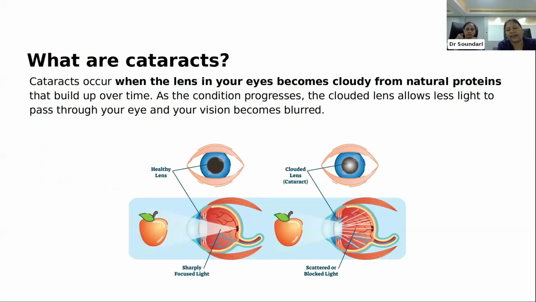So what are cataracts? What do you mean by cataract? Cataract is when the lens becomes opaque. Normally, when you're young, the lens is transparent, but with age, it becomes cloudy. That's when you call it a cataract. As the clouding of the lens becomes denser and denser, it allows lesser light to enter and your vision starts to become blurry.